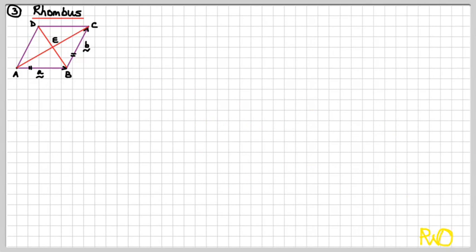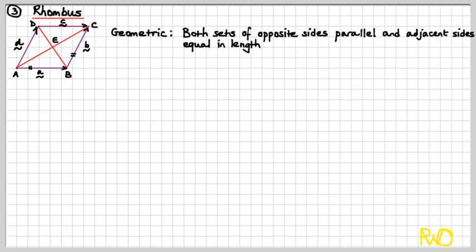Rhombus. Okay, rhombus. Let's do that. A rhombus is a parallelogram with all sides of equal length, okay? So, geometric, what do we need to say? Well, we need to say that both sets of opposite sides are parallel, but we also need to say that adjacent sides, that's next door sides, are equal in length. Okay? Yes, that's a rhombus. A rhombus is a special parallelogram where all sides are equal length.